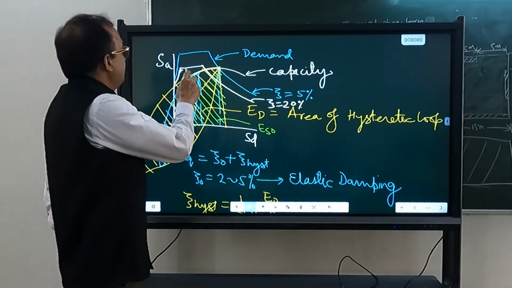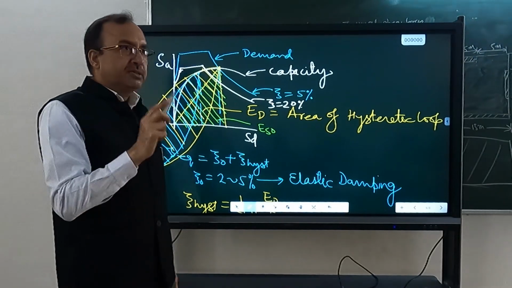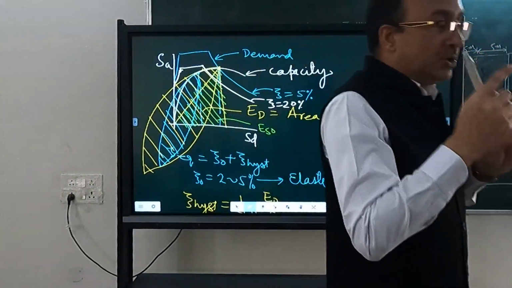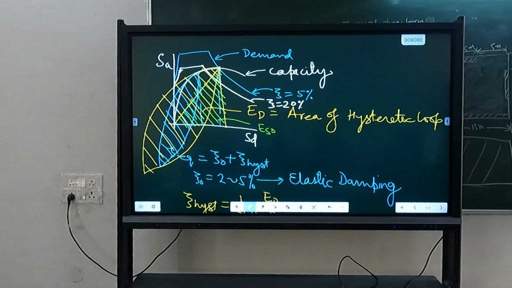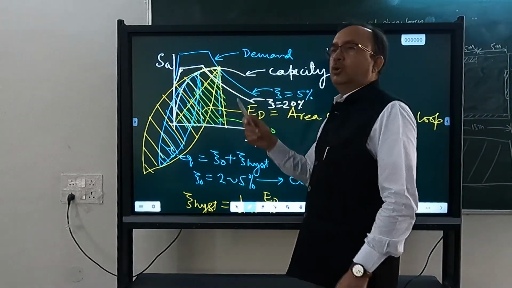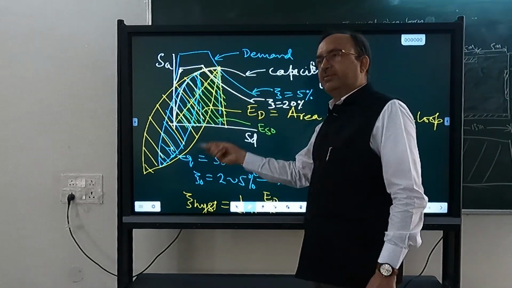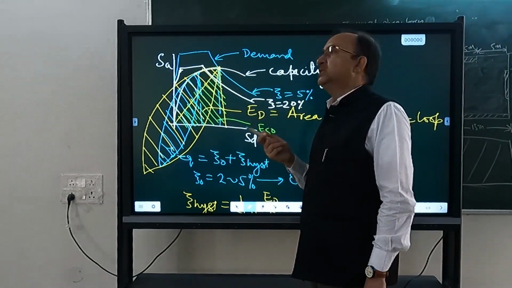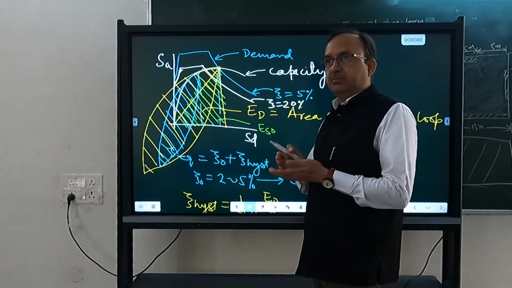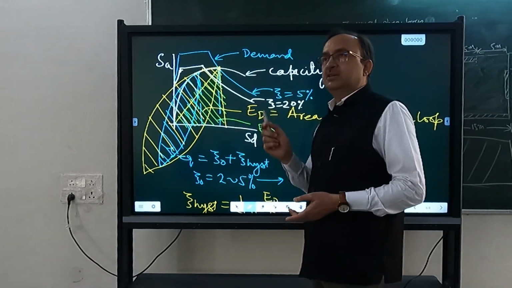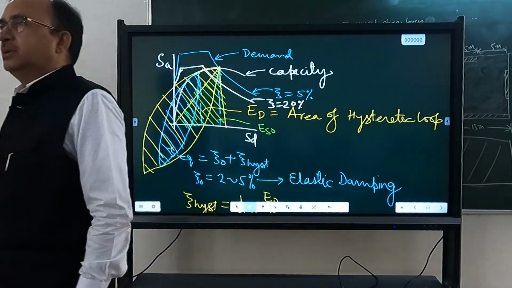What I have to do? I have to obtain the intersection of these two curves, the demand and the capacity curve, in such a way that the damping at that point satisfies both the curves. You understand? This is the demand. Demand also depends on damping. The capacity curve has different damping at different displacement. I have to obtain one value of SD which will satisfy both the curve and the damping.